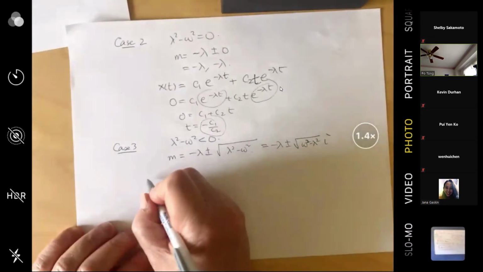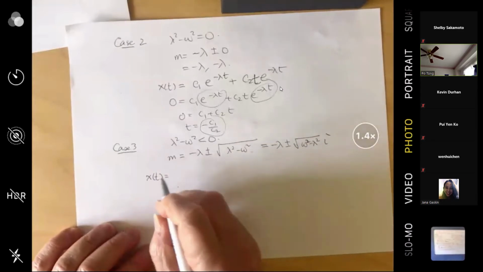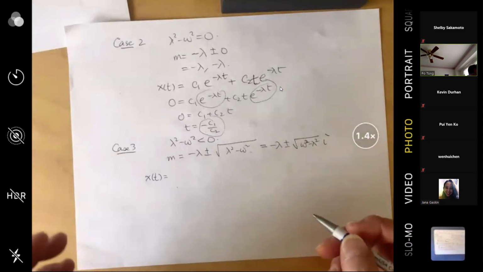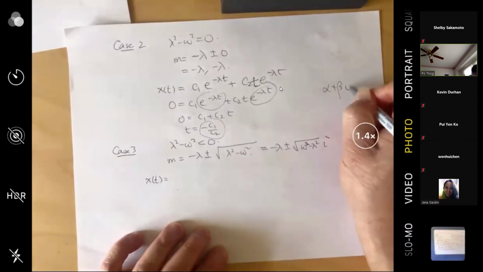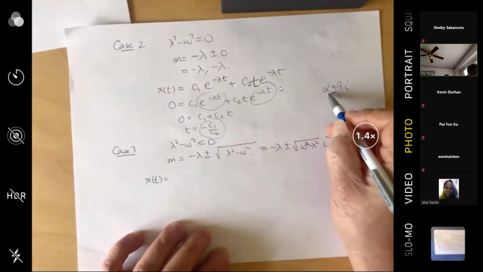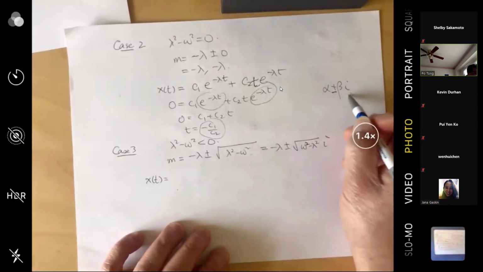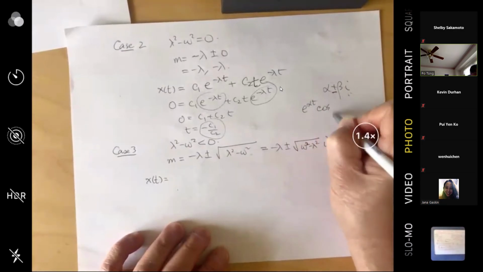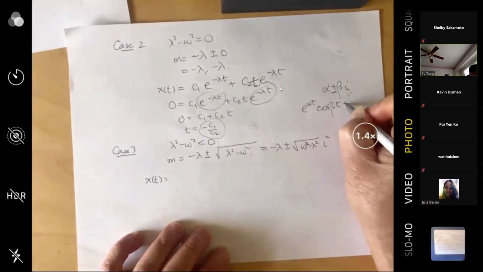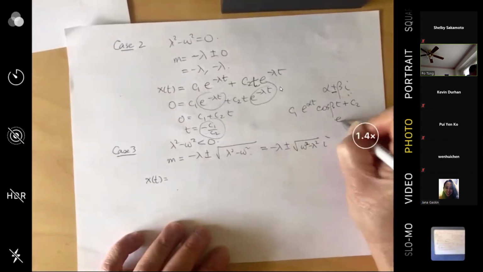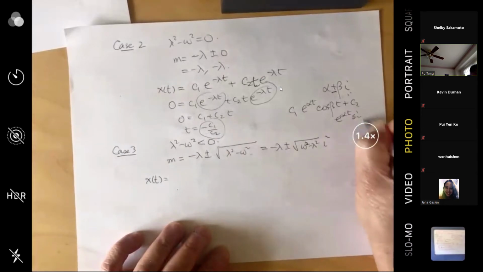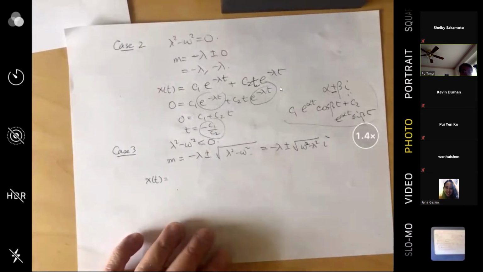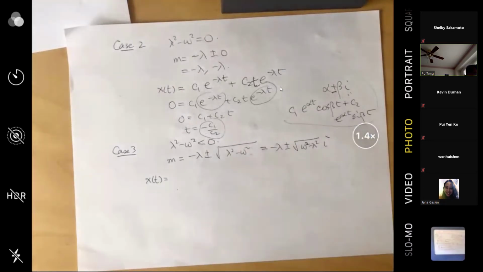So what is the answer? You guys remember that answer? Alpha plus or minus beta i is going to lead you to e to the power alpha t cosine beta t plus e to the power alpha t sine beta t, right? Do you guys remember that? Coming back to you. So I'm just applying that to here.